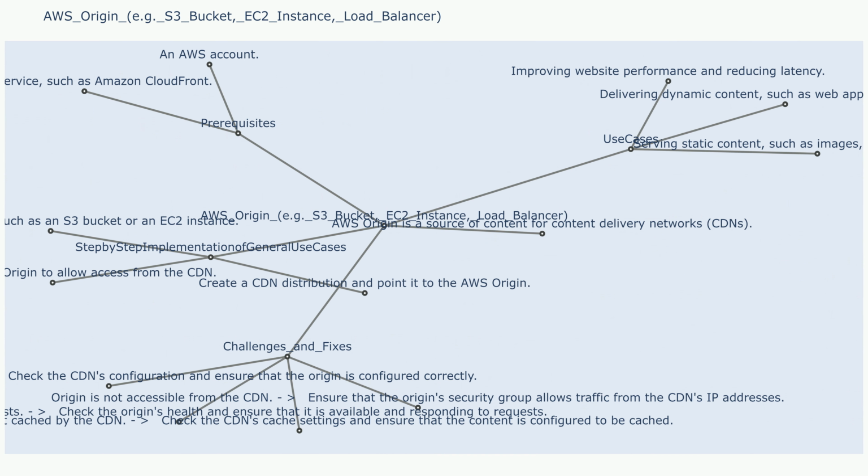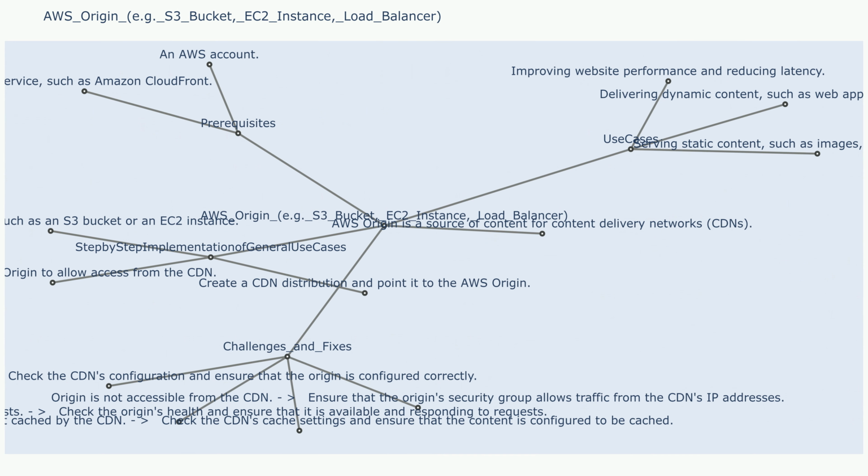Origin is not responding to requests. Check the origin's health and ensure that it is available and responding to requests. Make sure your origin server is up and running and can respond to HTTP requests. Check the origin's logs for any errors. Review the logs of your origin server for errors that might indicate why it is not responding to requests.